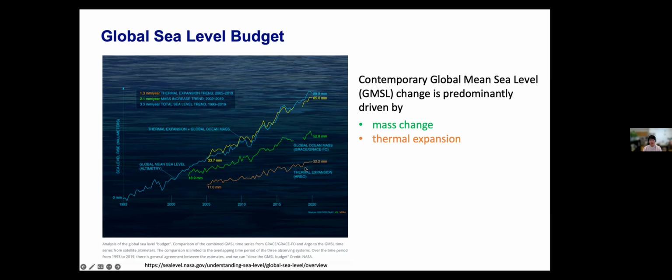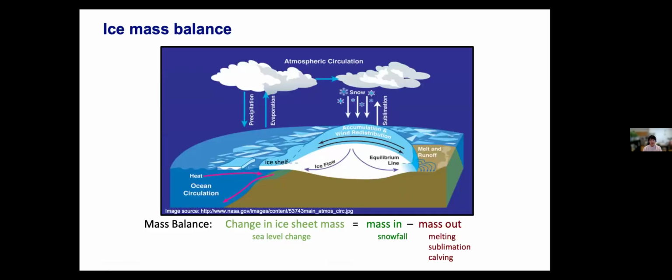So we can pretty much close the gap between the yellow line and the blue line and explain the global sea level budget. And we can see that the pattern has been dominated by mass change over longer time scale, even though thermal expansion has contributed significantly to global mean sea level change. So this mass change is primarily associated with ice sheets, mountain glaciers, terrestrial water sources, but ice sheets are the major source of sea level rise in the future.